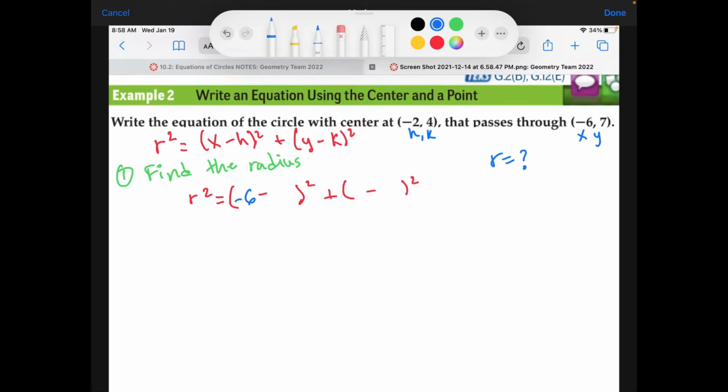My x is -6. My h is a -2, so I'm going to put a parentheses there. My y is 7 minus, okay, and then k, 4. From here, let's go ahead and just simplify. And our goal is to get r by itself. We have -6 minus -2. Negative times a negative is a positive.